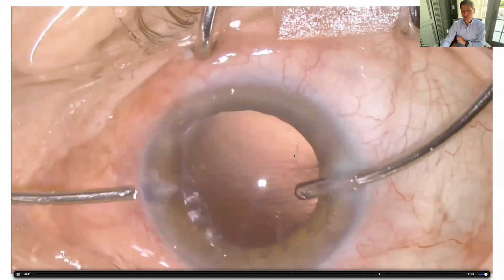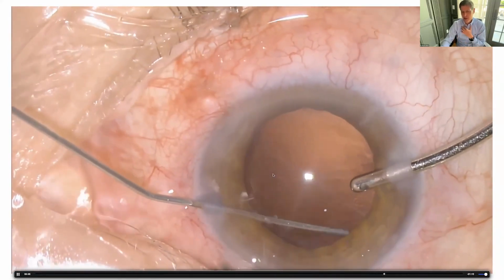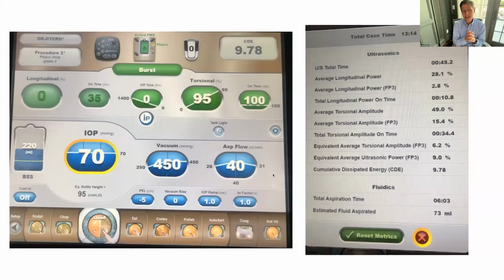Then once we've removed the nucleus, the cataract goes as usual. In this case, as you can see, we had 9.78 of CDE, which is an excellent number. Generally, when I have cataracts that fall in the range of N3 to N6, I'll have around 3 to 5 of CDE, so 9.78 is very good. Generally, these dense cataracts, I expect to have around 17.